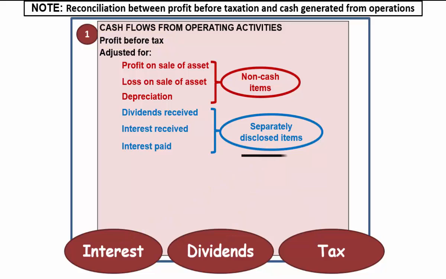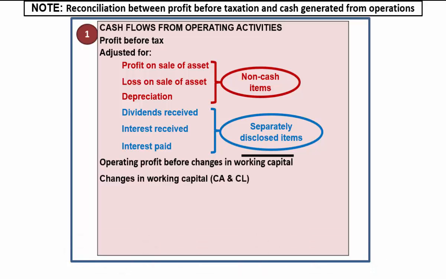We then subtotal at this point. And that subtotal is called operating profit before changes in working capital. So that means we're going to now look at the changes in working capital. Working capital is current assets and current liabilities. Those current assets and current liabilities that form part of the operating activities.